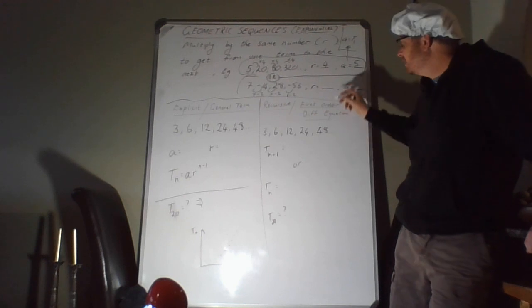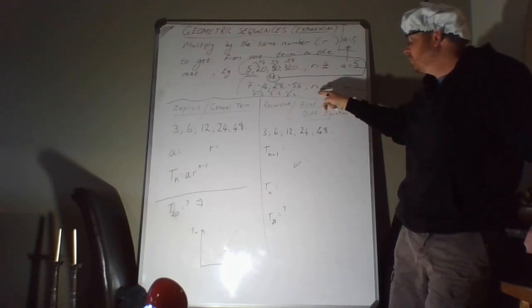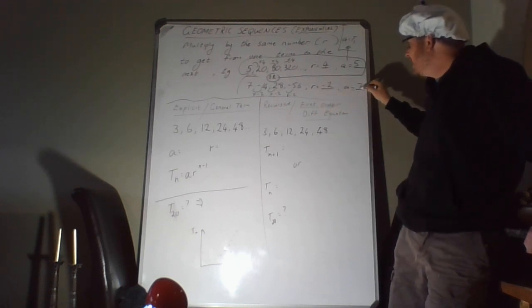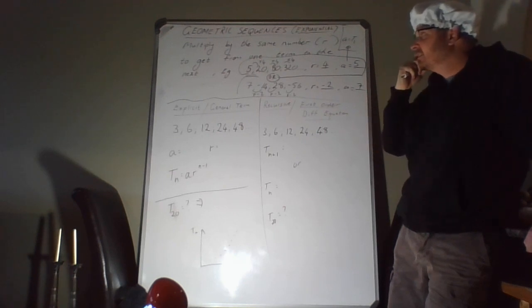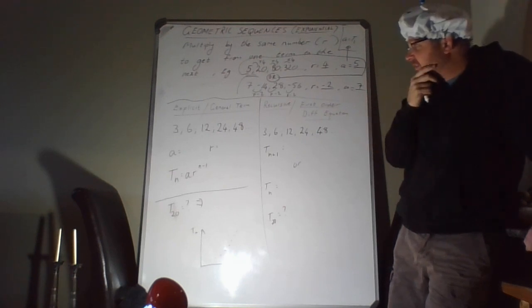So what's your ratio? Your ratio is negative 2. And what's the value of your first term, which we call A? A is equal to 7. So that's what a geometric sequence is.